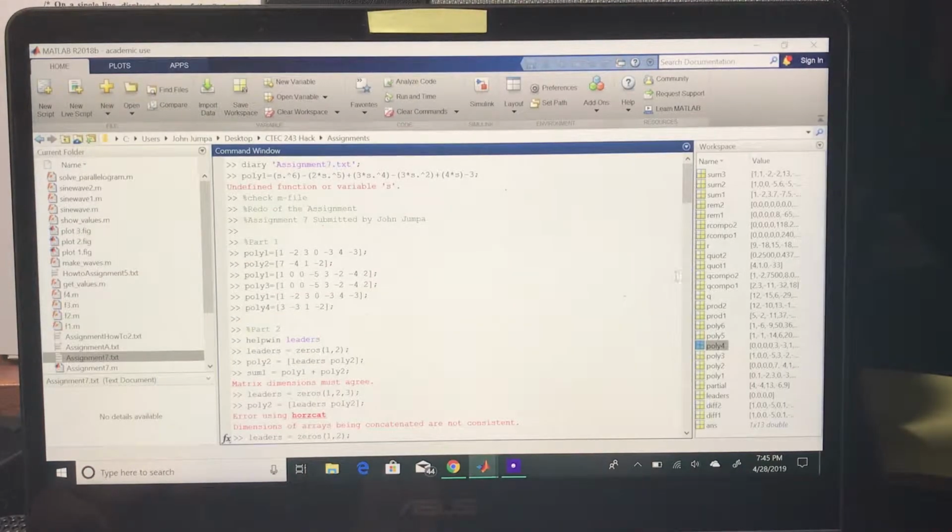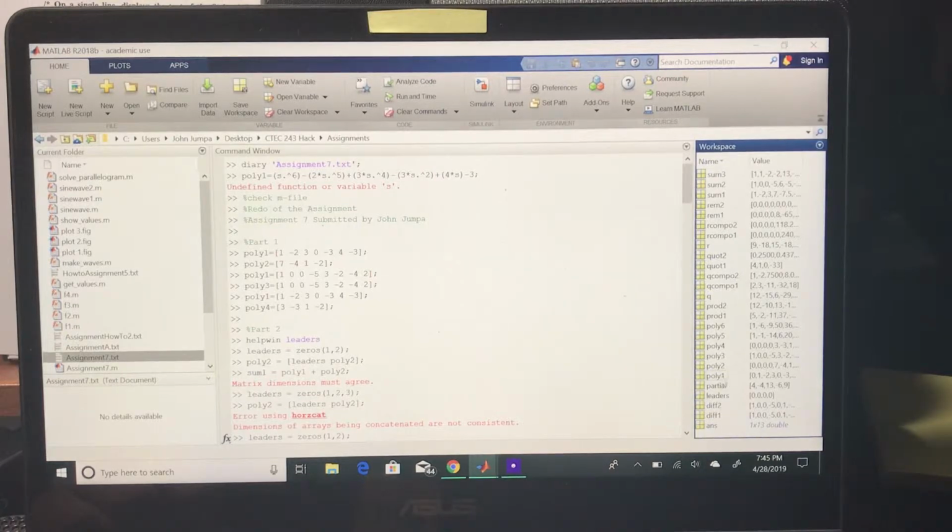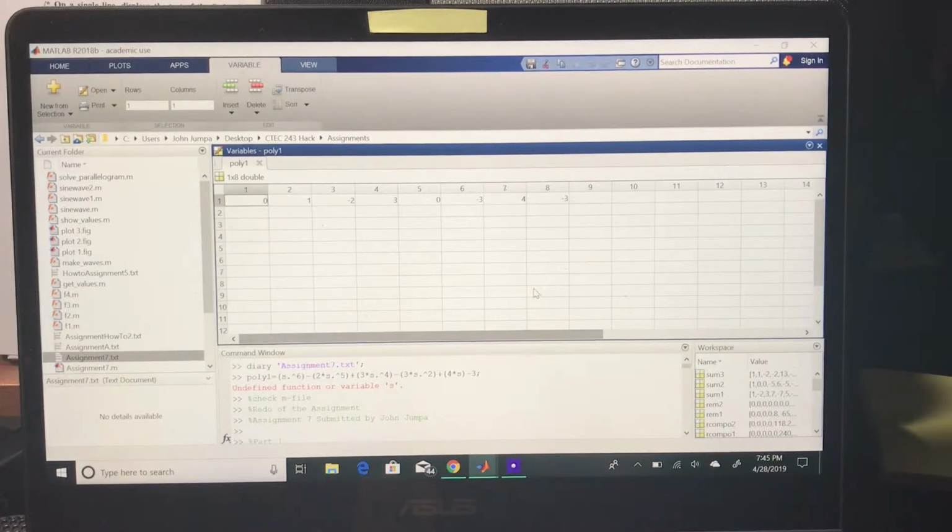Since I already did it. So poly 1, if you double click here, this pops up and you have your matrix, a 1 by 8 matrix to be exact. So you have 1, -2, 3, 0, -3, 4, -3. And you will notice here there's a 0 here. That'll explain it later, because what I'm going to talk about again is matrices.